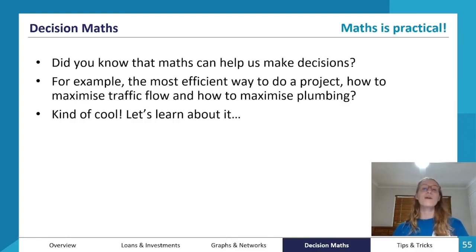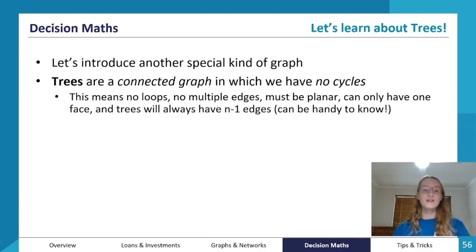So, for example, I talked a little bit earlier about the shortest path, and how we wanted to find the most efficient route. So we're going to be exploring some more techniques and questions, and a few other things as well, when we're talking about decision maths. We could be talking about the most efficient way to do a project, maximizing traffic flow, finding the most efficient plumbing solution. There's all of these different things we can do. So we're going to have a look at it now.